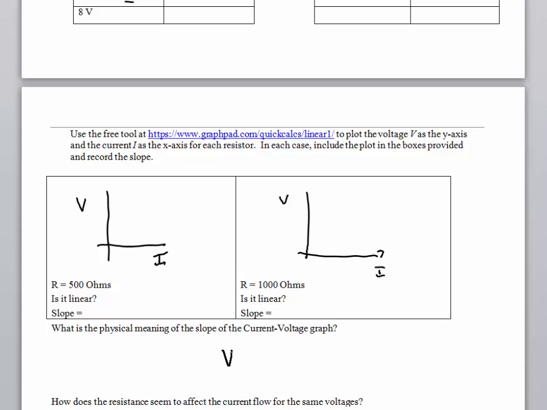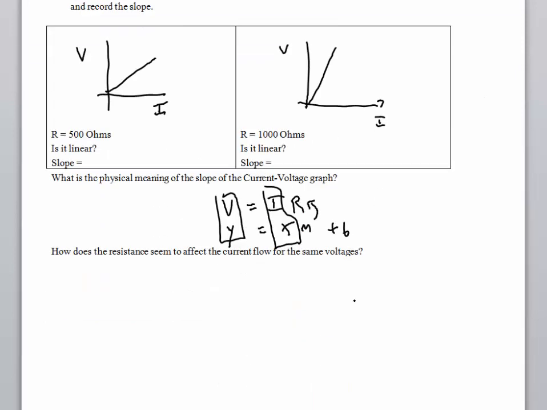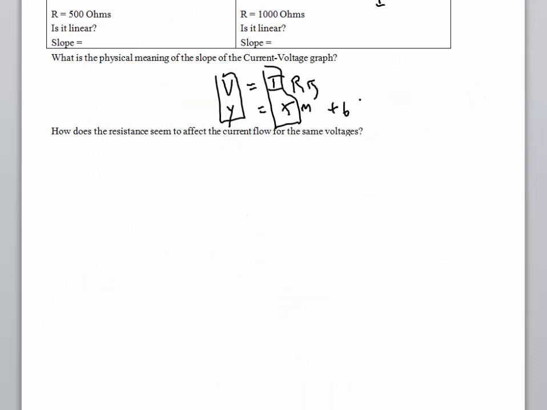What I'm having you do is plot y is equal to mx plus b, and V is equal to IR. So y is going to be equal to mx plus b. Here we have voltage on the y-axis, and here we have current on the x-axis, and the slope should look a whole awful lot like the resistance, and this slope right here should be steeper than this slope right here. And that's pretty much what we're going to be taking a look at for this lab.